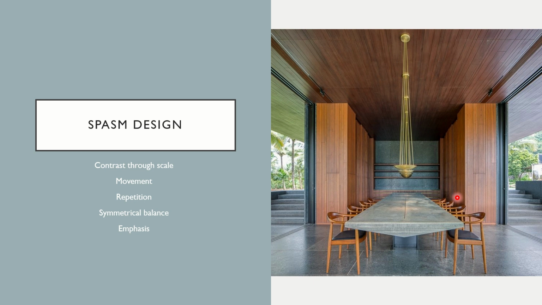In this picture, I can clearly see the contrast through the scale because there are large light things. We can see the movement going inside. We can see the repetition of the sitting arrangement and this kind of thing. We can find the texture also, and there is a clear symmetrical balance in this picture from here.